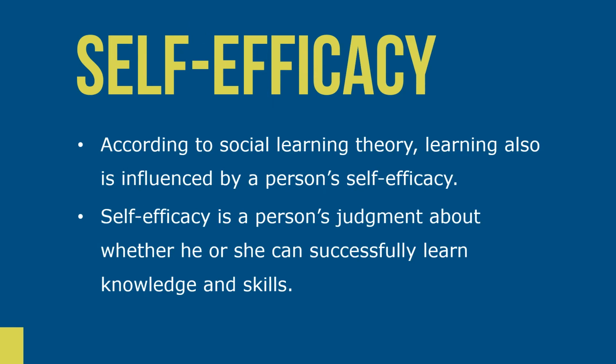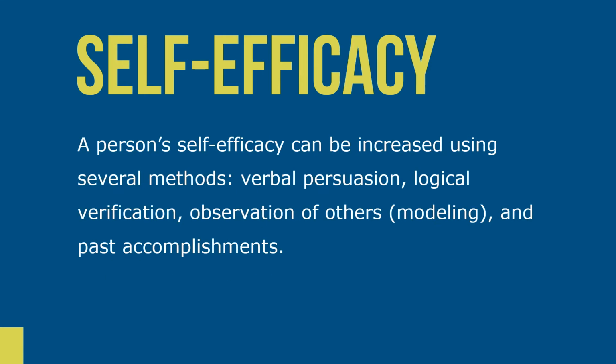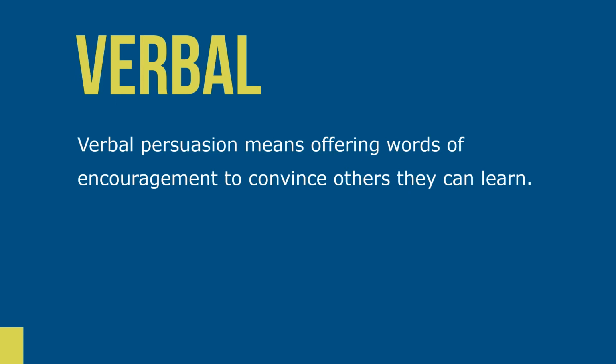According to social learning theory, learning also is influenced by a person's self-efficacy. Self-efficacy is a person's judgment about whether he or she can successfully learn knowledge and skills. A person's self-efficacy can be increased using several methods: verbal persuasion, logical verification, observations of others, known as modeling, and past accomplishments. Verbal persuasion means offering words of encouragement to convince others they can learn.